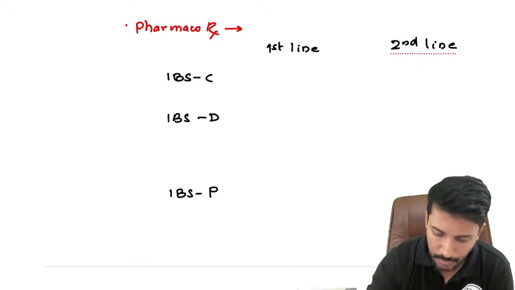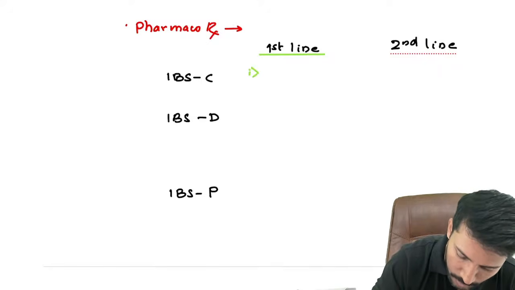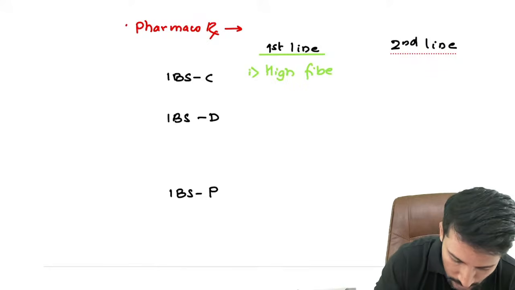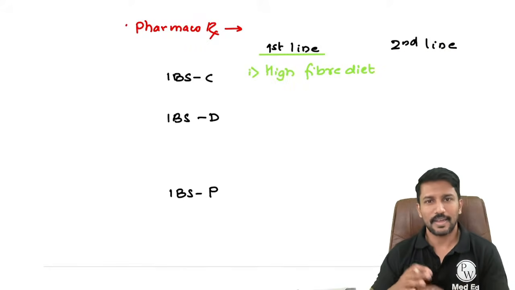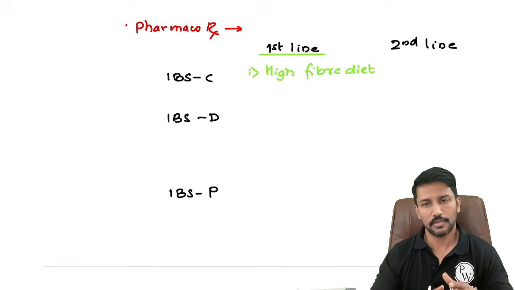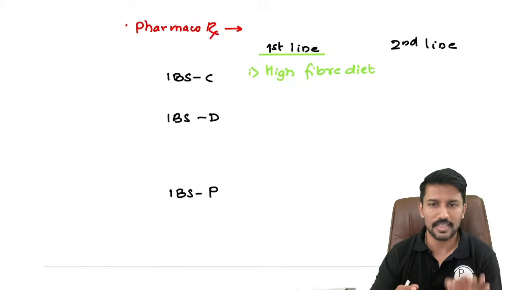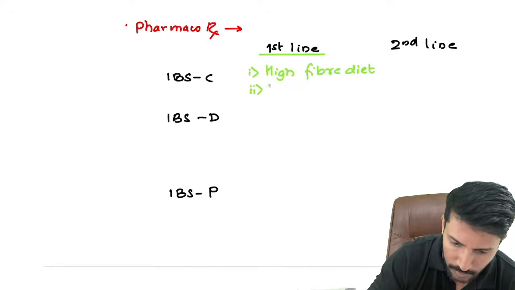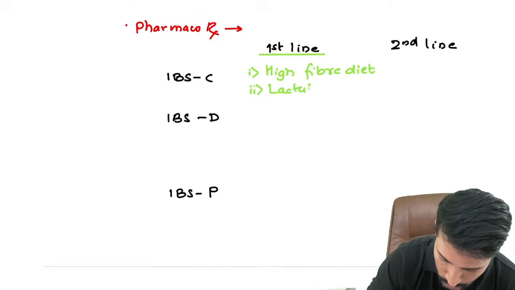If it is constipation predominant, the first line treatment will primarily be a high fiber diet, right? Give them a good amount of fiber in the diet. It can be in the form of fruits, vegetables and green leafy vegetables, or it can be supplementation, like psyllium husk, what you call isabgol in the local language. Second, we can also consider giving them lactulose.